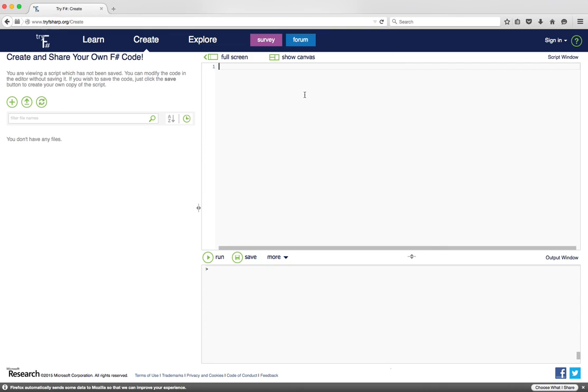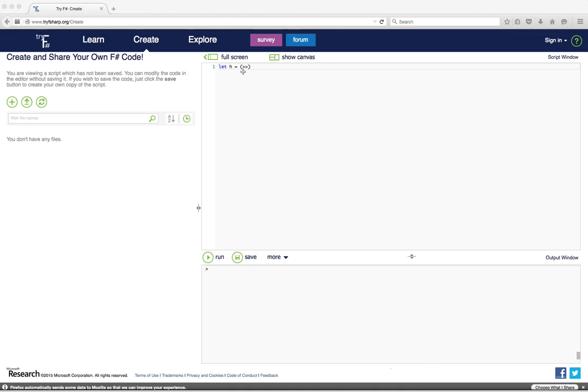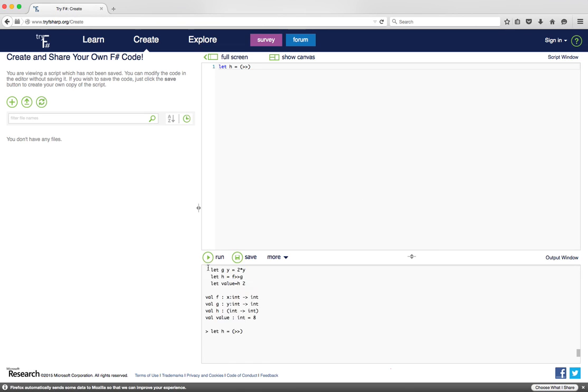In F sharp, there is something called a forward function composition operator. So let's say I have let h equal to, and this is the forward function composition operator, the greater sign followed by another greater sign. If I were to get the functional type for this, it tells me that it takes in a function that goes from an a to a b, then takes in a second function that goes from a b to a c, and then gives you back a third function that goes from an a to a c.